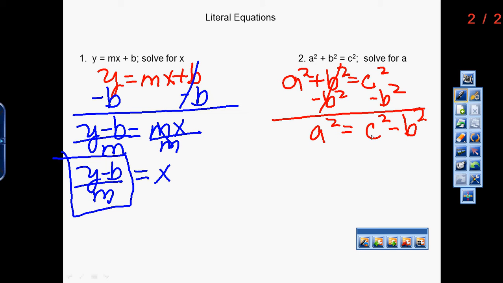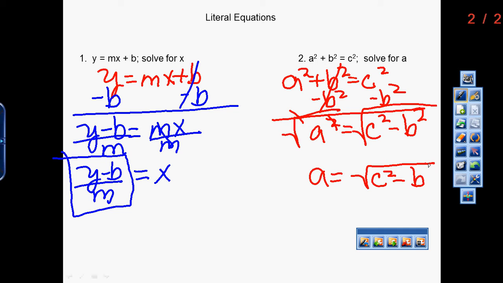Well, I understand that I have to undo this operation. The opposite of square is root. So I'm going to take the square root of both sides. So square root is going to cancel square, and I'm left with a equals the square root of c squared minus b squared. Remember to pause the video if you need a moment. So now I'm going to go to the next page, and they're just working those same problems out for you.